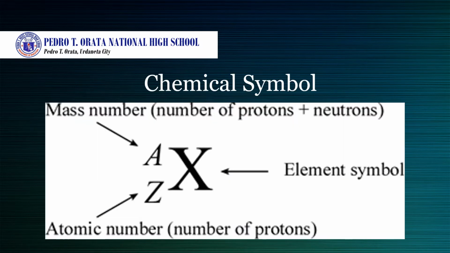Before we go to details on element formation, let us familiarize ourselves first with the symbols of different particles in the nuclear reaction. Notice that each element or particle has a superscript and a subscript. The superscript is the atomic mass, and the subscript is the number of protons or the atomic number. The X could be the element symbol or the particle.